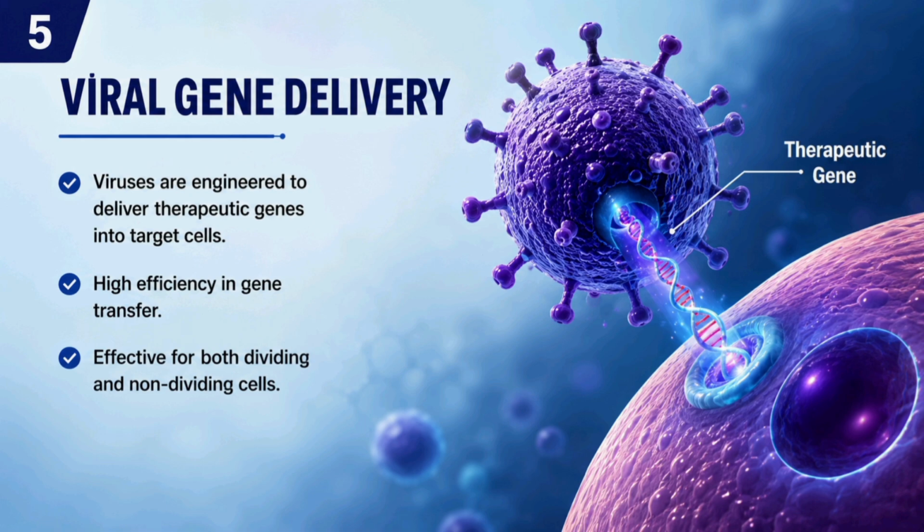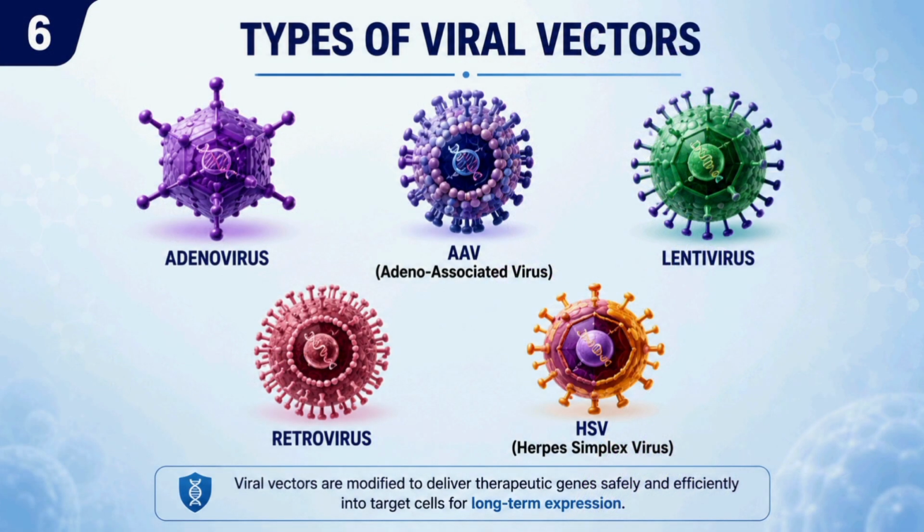Types of viral vectors. There are different viruses used in gene therapy. Each has its own advantages. Let us see about that. The first one is the adenovirus. Adenovirus delivers the gene very quickly. It can infect many types of cells. However, the gene expression lasts only for a short time. It is commonly used in vaccine development and cancer research also.